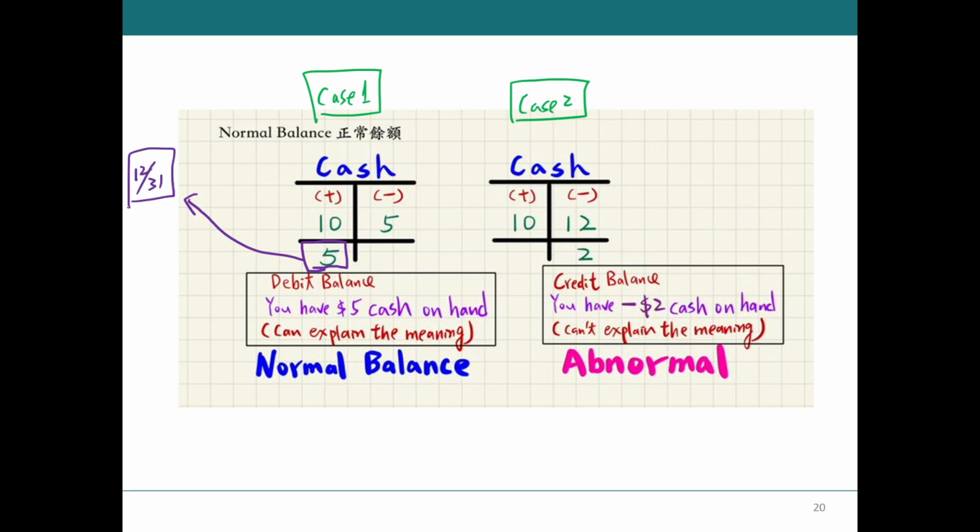So $5, if I told you, these $5 appear on December 31st, the last day. So this $5 balance, final amount, also we can call it what? Ending balance, because the final amount appear on the last day. Okay, so this $5 we can call it ending balance. Also, we can call it what? $5 appear on your left side, so we can call it debit balance.